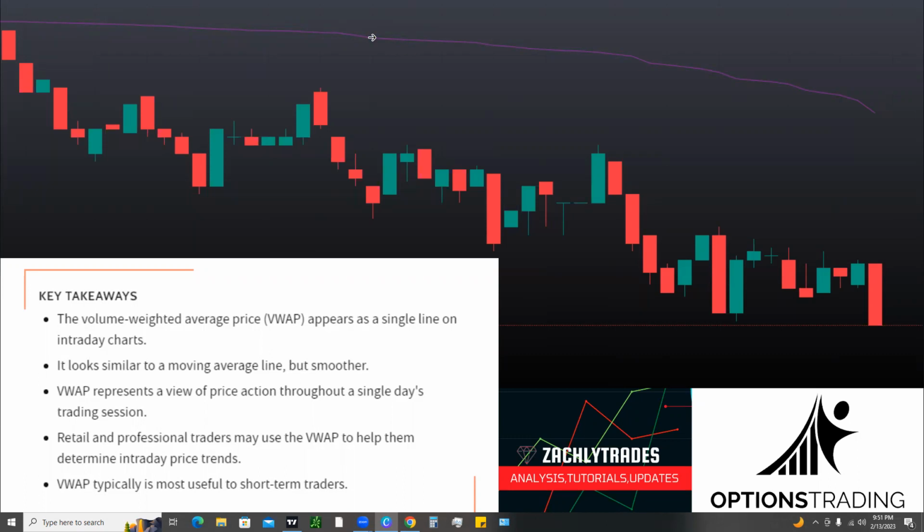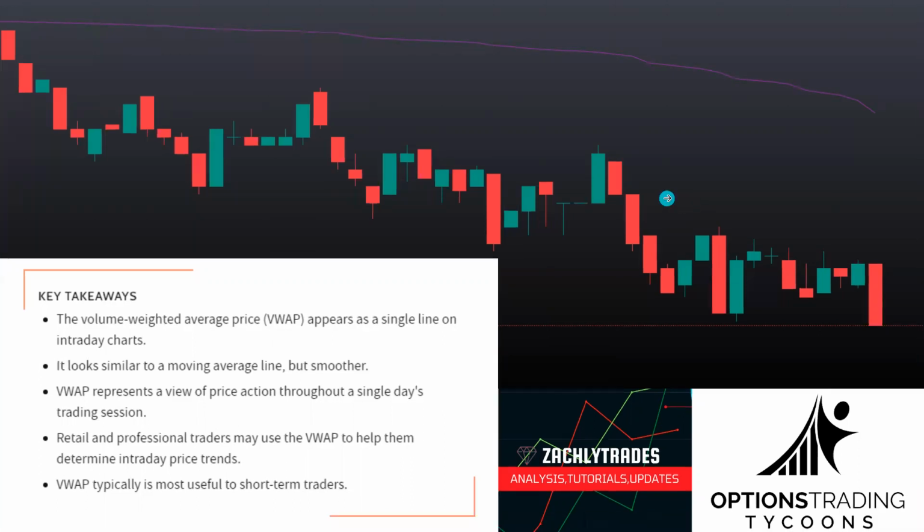The VWAP represents a view of price action throughout a single day's trading session. Retail and professional traders may use the VWAP to help them determine intraday price trends, and the VWAP is typically most useful to short-term traders. Now, that's something that I definitely agree with. It's definitely more for short-term trading, right? Whether that's scalping, quick 5 minute trades or less, whether it's for intraday trades, an hour to 2 hours, or even long day trades, and sometimes a swing trade.